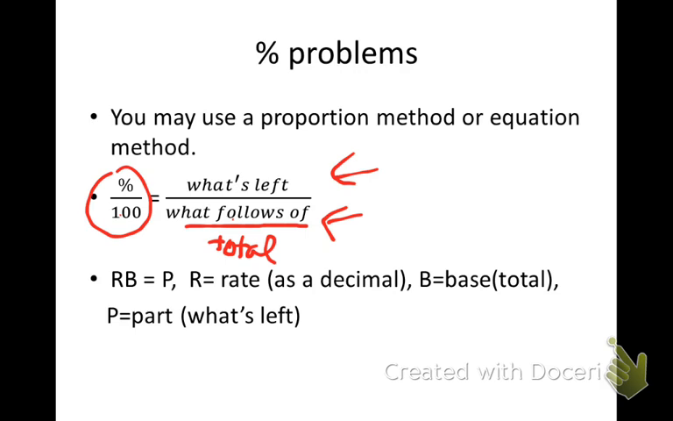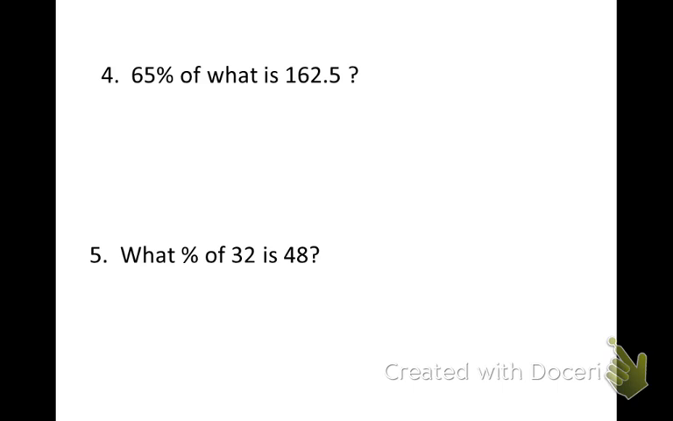Use your cross products. Another way to do it is use an equation, rate times base equals part. So rate is your percent, but you do need to change it to a decimal. The base is the total, and the part is what's left. So this would be rate, and in this case it would go over 100. This would represent the base, and this would be the part. So if you're going to make them equivalent, you can do that. I will show both ways of doing this.